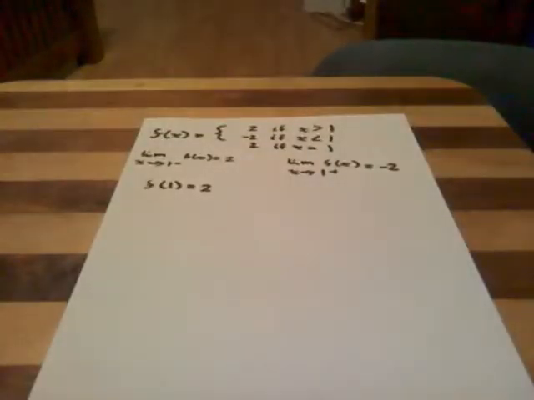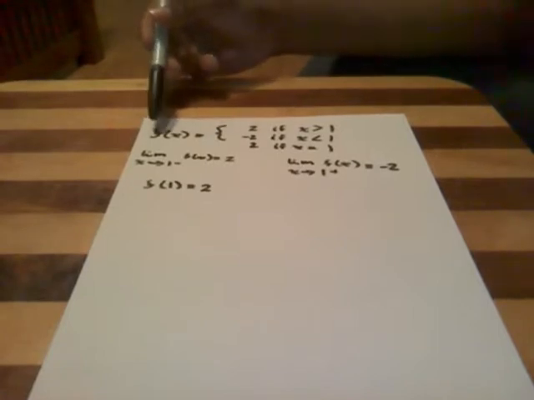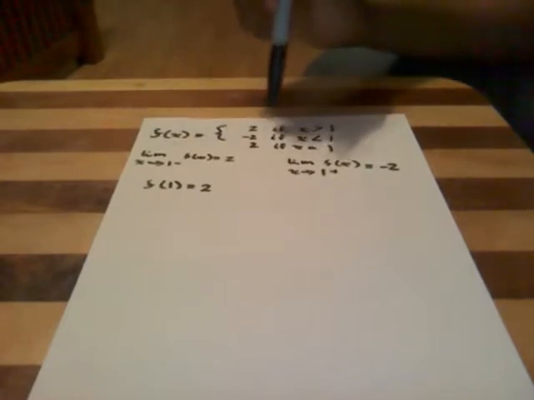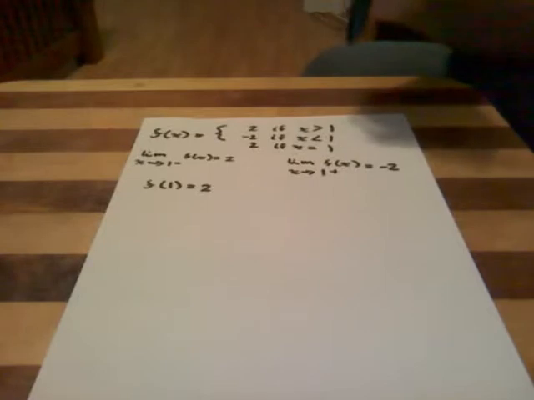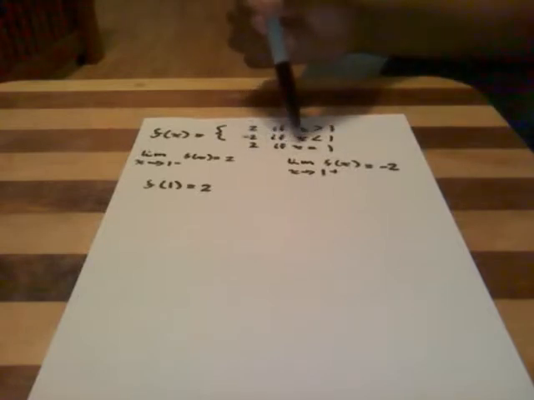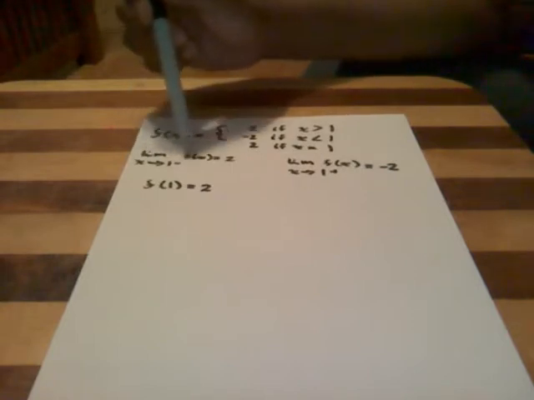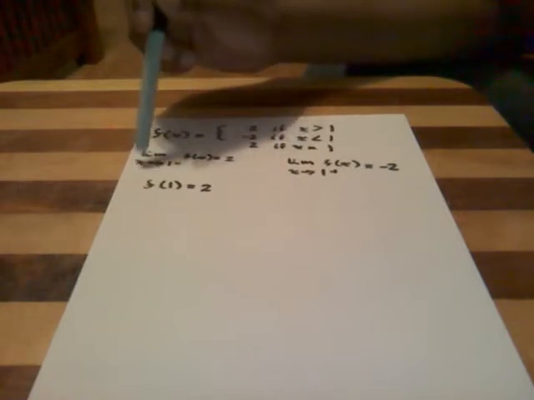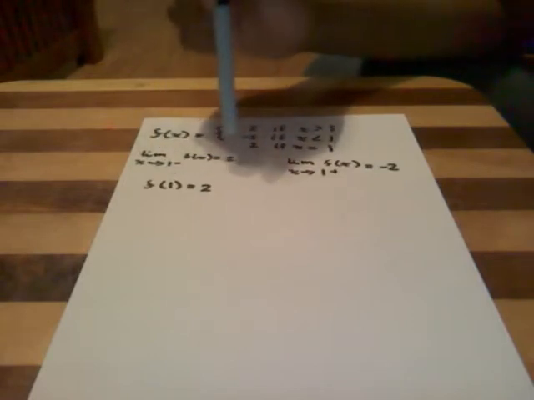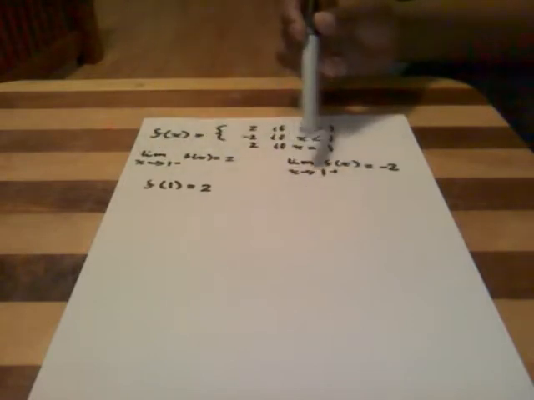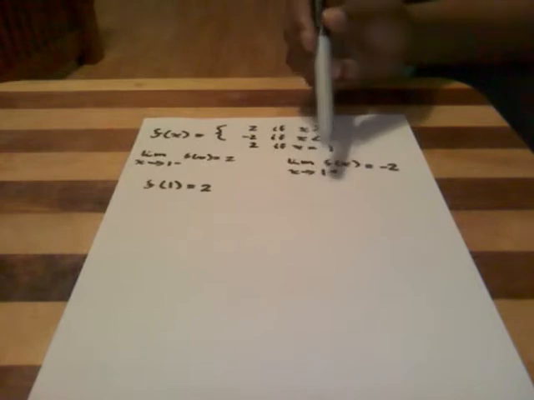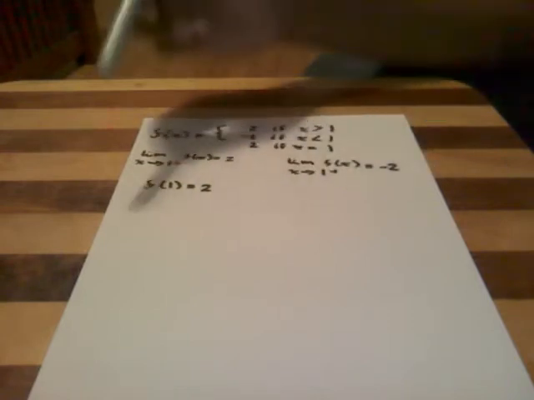For our example, here we have a simple function, f of x is equal to 2 if x is greater than 1, negative 2 if x is less than 1, and 2 if x equals 1. So if we set this up with the limits, we have the limit of f of x as x approaches 1 from the left is 2. The limit of f of x as x approaches 1 from the right is negative 2, and f of 1 is 2.